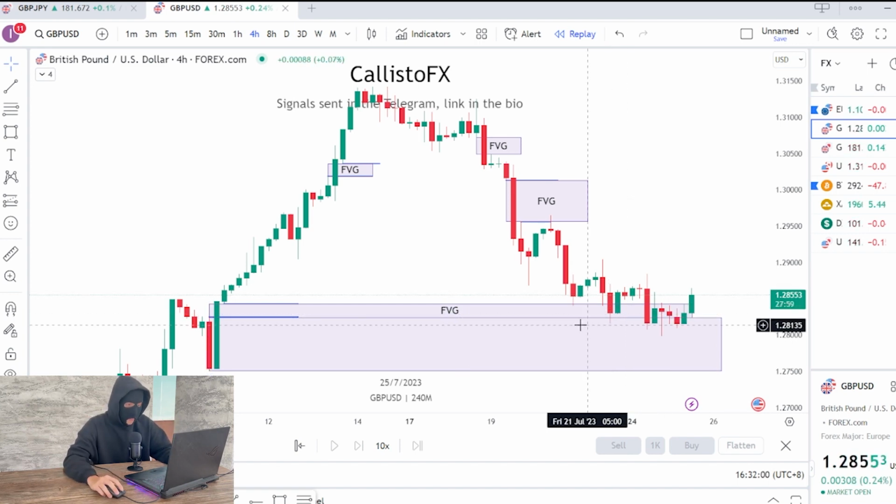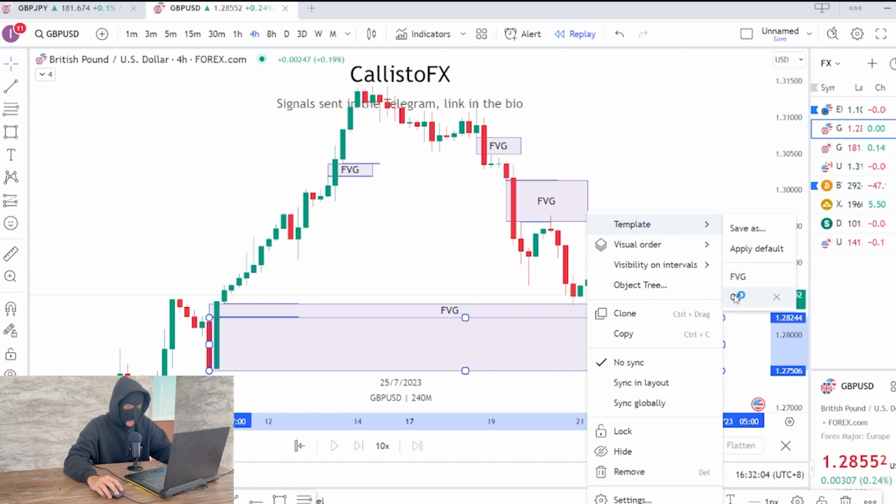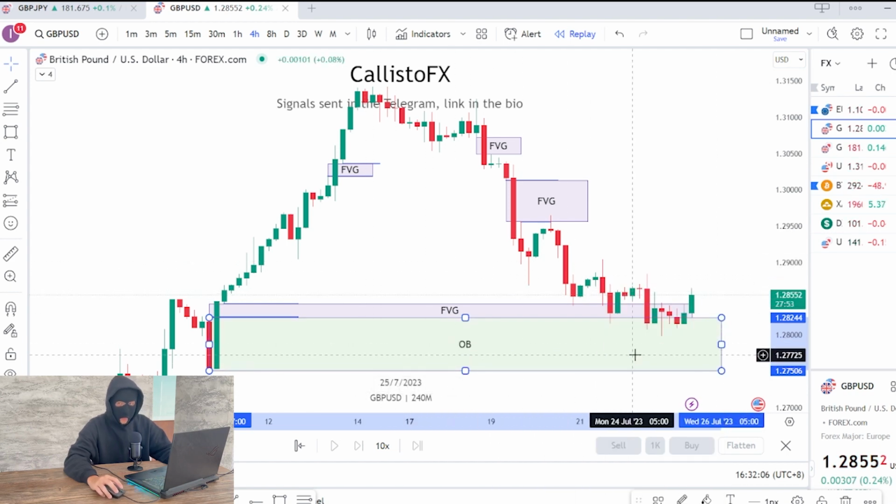So in this case, price has tapped into the 4-hour order block. Let me just label this nicely so that you guys can differentiate. This is the order block, and don't worry, I'll go through in depth on how to identify an order block in the next video. Now, let's take a look at this.